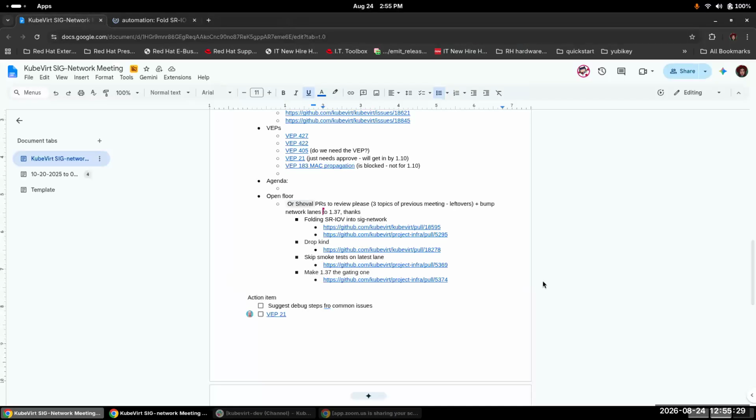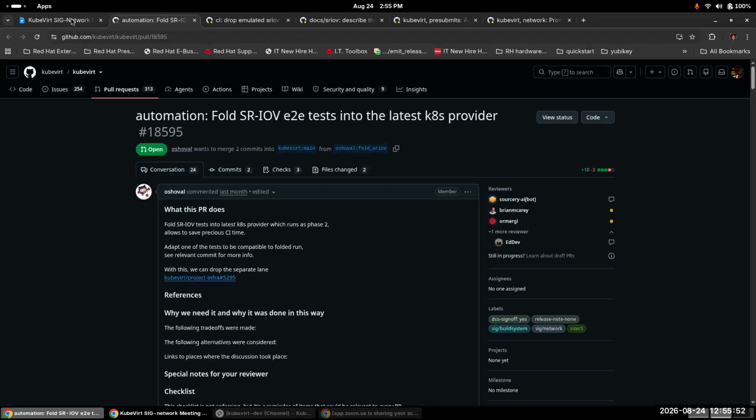Last meeting we talked about 3 subjects: basically folding the SR-IOV into the SIG-network lane, dropping kind, and skipping smoke tests on the latest lane because they already run on their own phase 1 lane. Thank you all for the reviews. There are 4 PRs left out of these 3 topics. If you can review them, please. Some of them you already started.